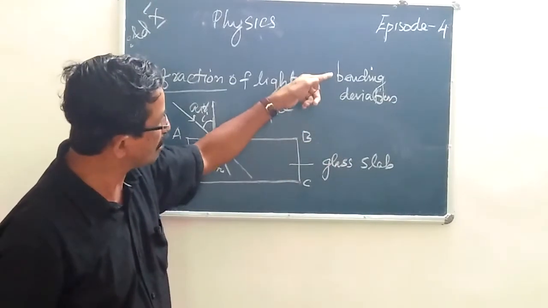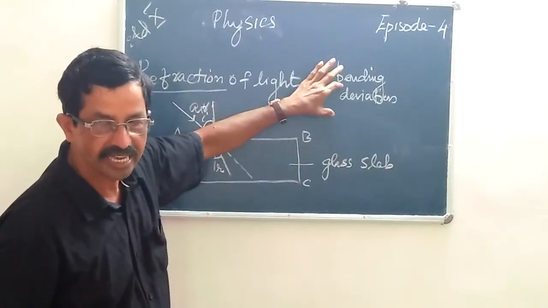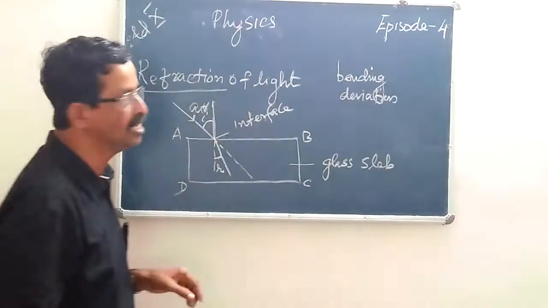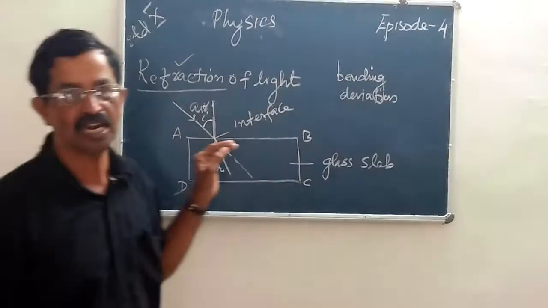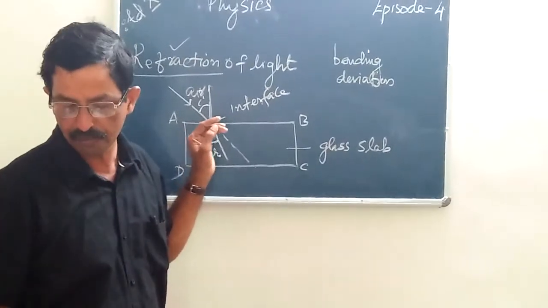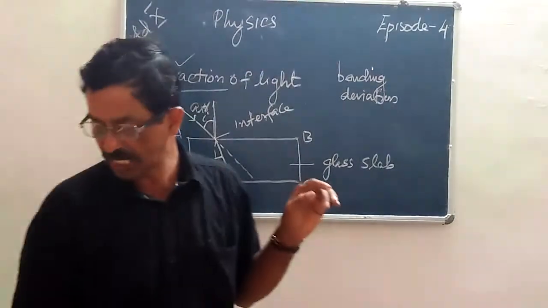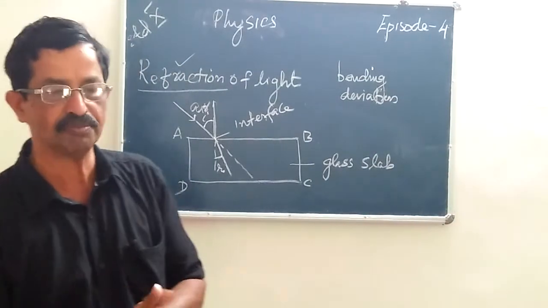Which are the things that may happen? Bending, deviating or changing direction at the interface, and this phenomenon is called refraction of light. Now we want to discuss refraction through a glass slab.